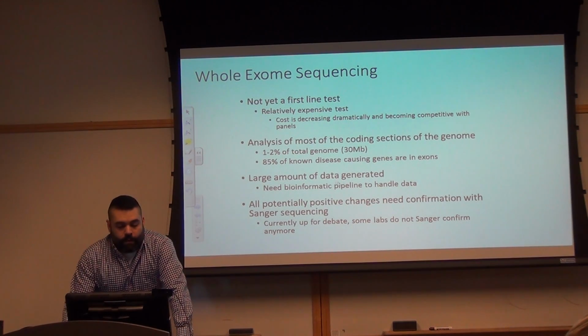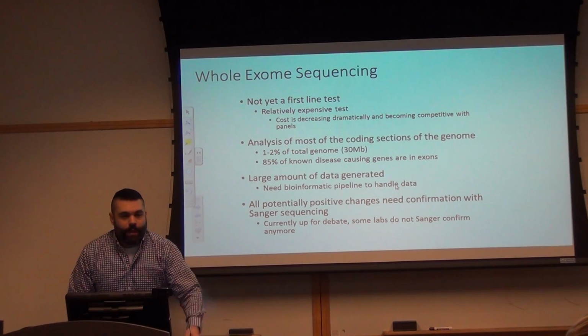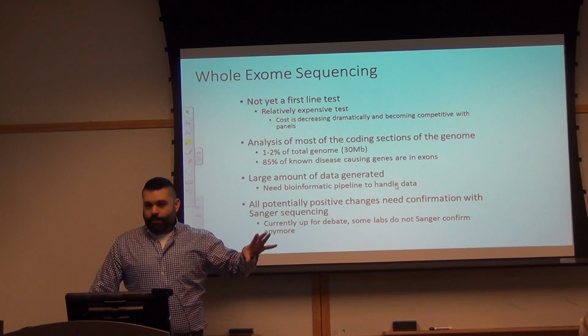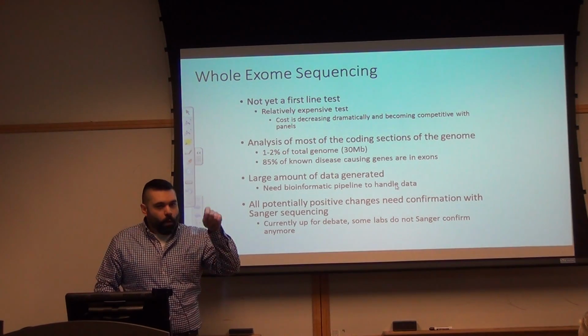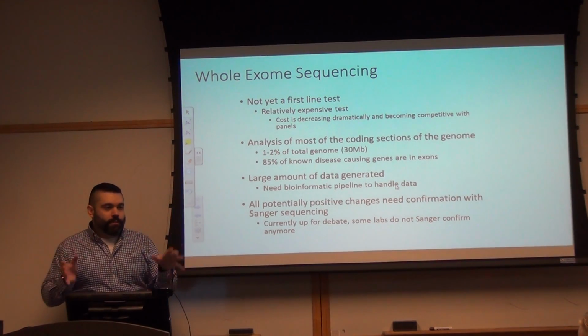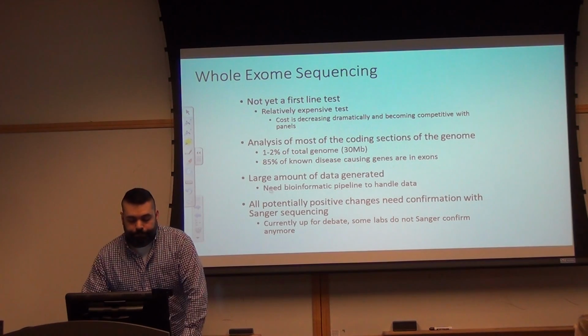Obviously, a large amount of data is generated, and you need a really robust bioinformatic pipeline to handle it. That little panel with 335 exons, we could have probably done that on an Excel sheet and checked them all off one by one. At 20,000 variants, you need computing power to do that.